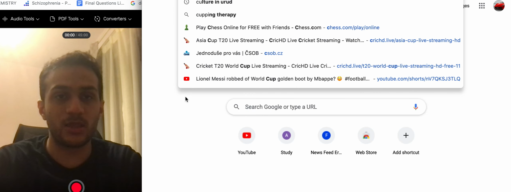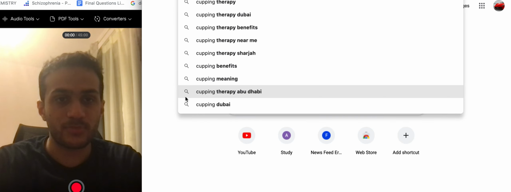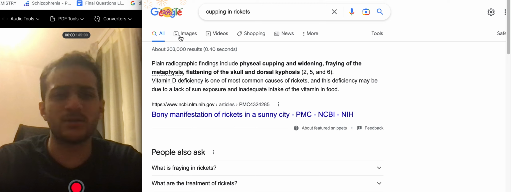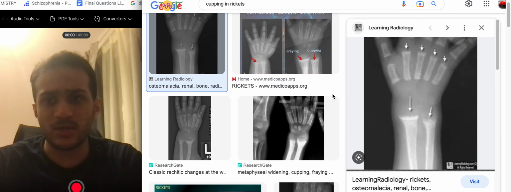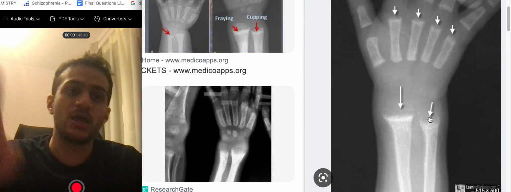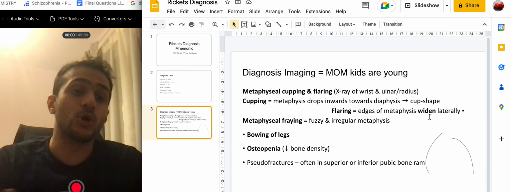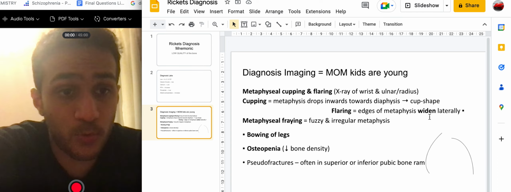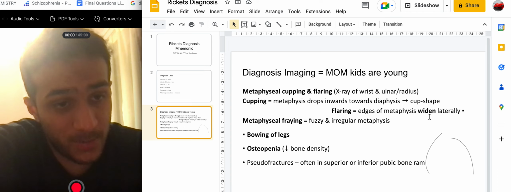So we can quickly look at the image of the cupping radius, but it's quite a simple image regardless. We can see over here it's cupping inwards, and we can see the flaring on the sides. So we said metaphyseal cupping and flaring. The other thing over here is osteopenia. Osteopenia means low bone density because we're not able to have that much phosphate and calcium.